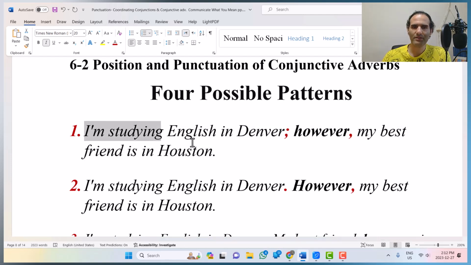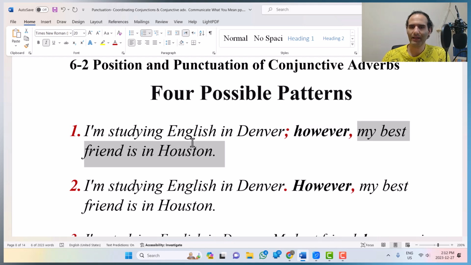Number 1, I'm studying English in Denver. First independent clause finishes, then a semicolon, in our case, however, comma, and then the second independent clause, my best friend is in Houston.